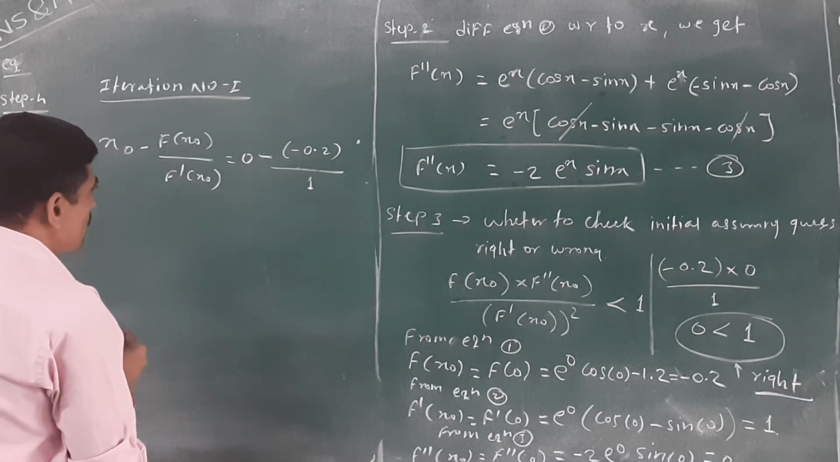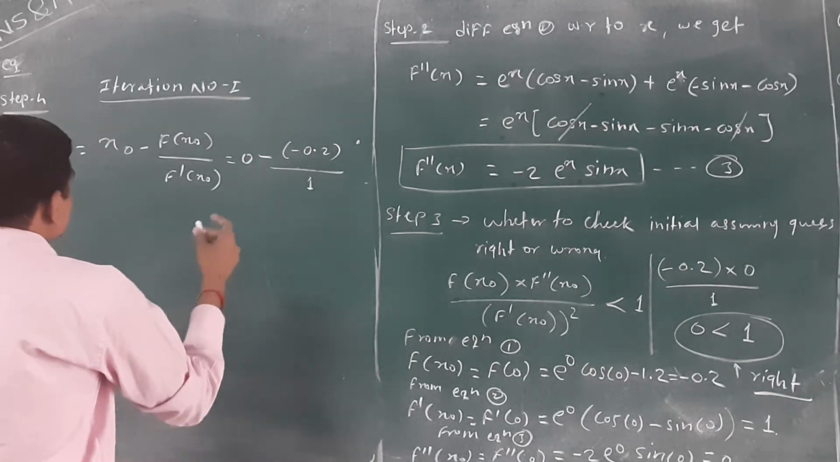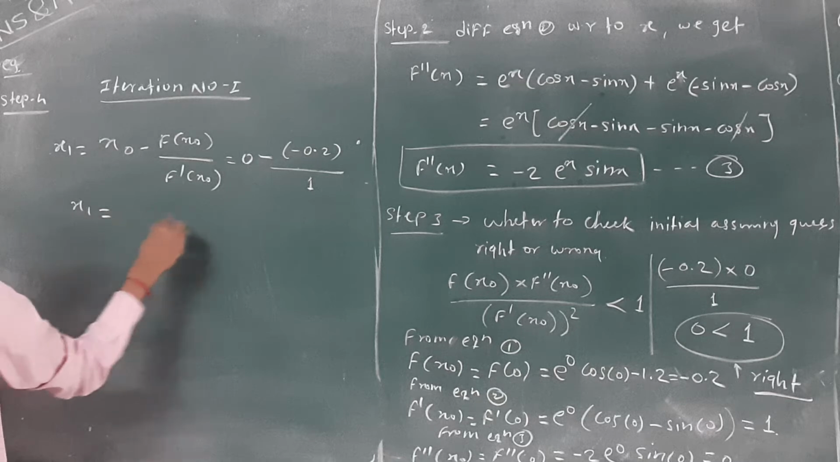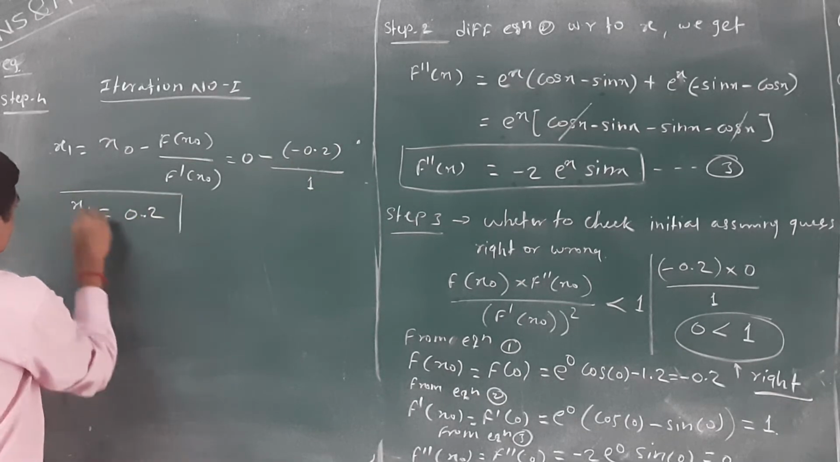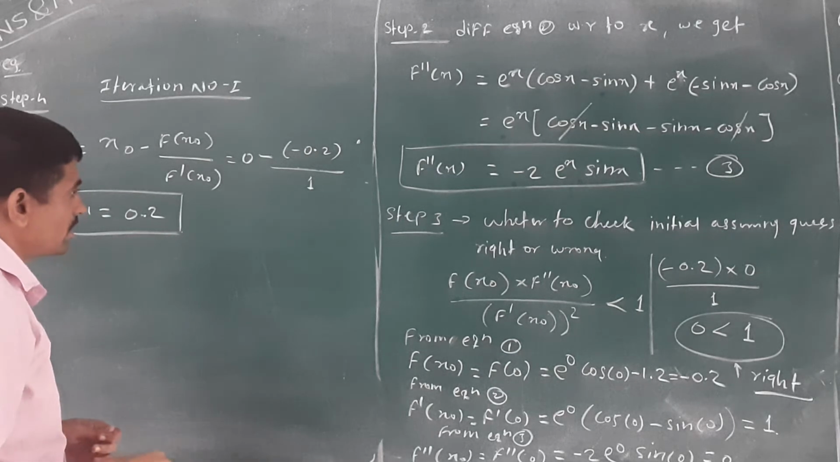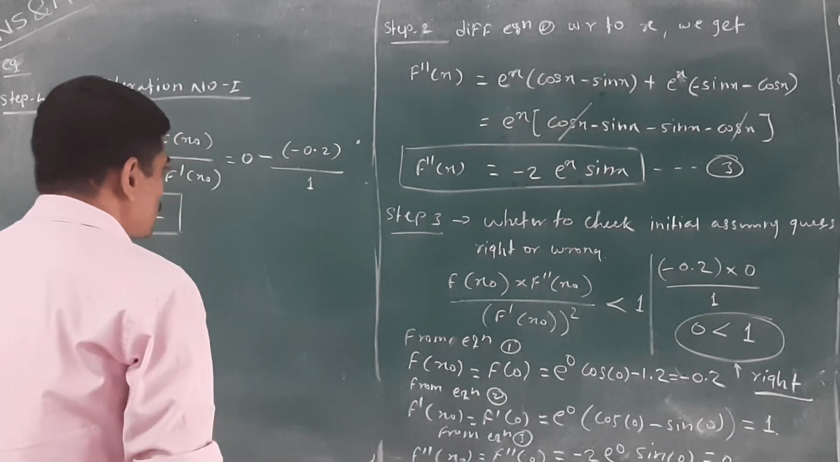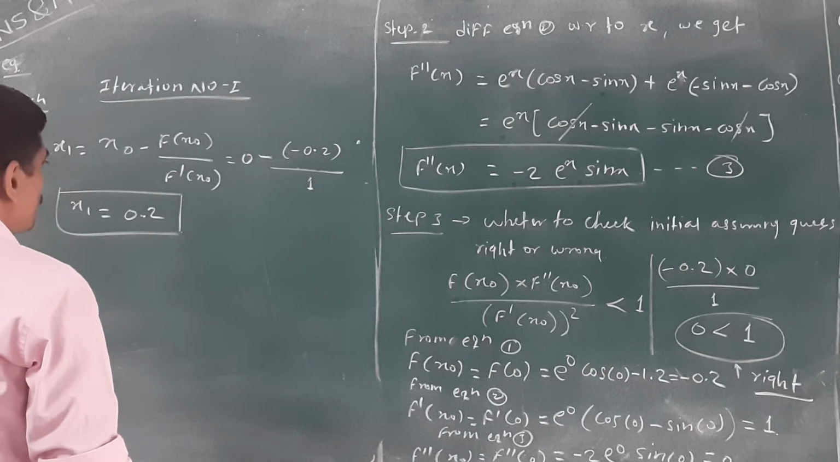Then what is the value of x1? Minus minus gives plus, so you will get 0.2. Check that: x1 is equal to 0.2.